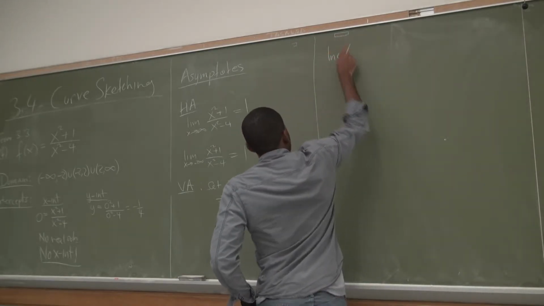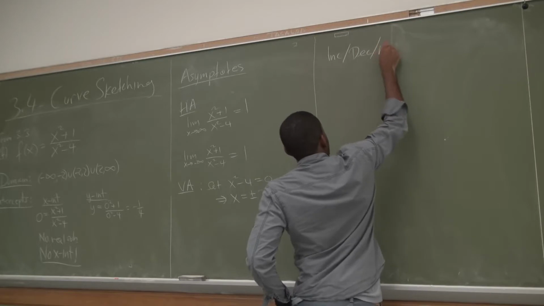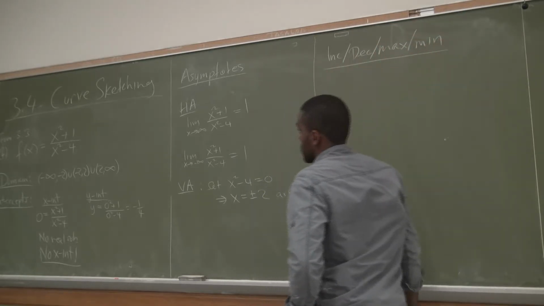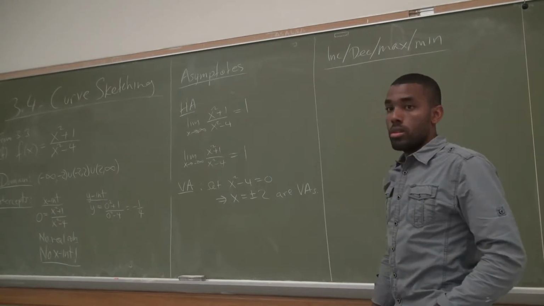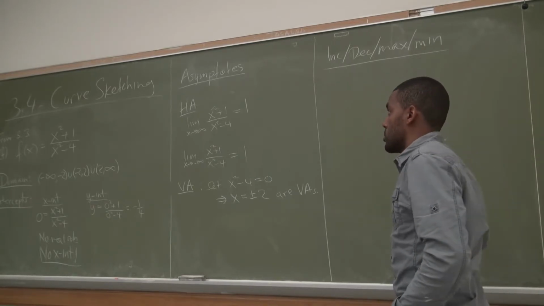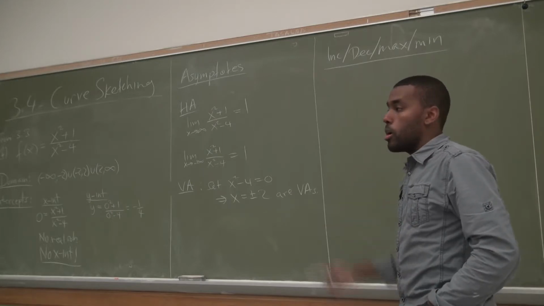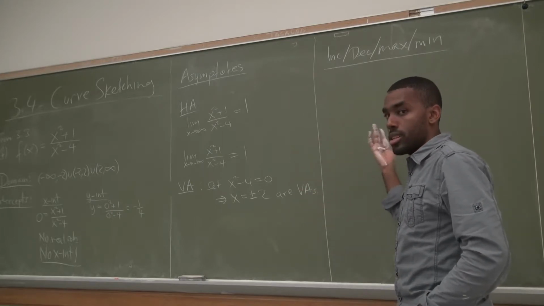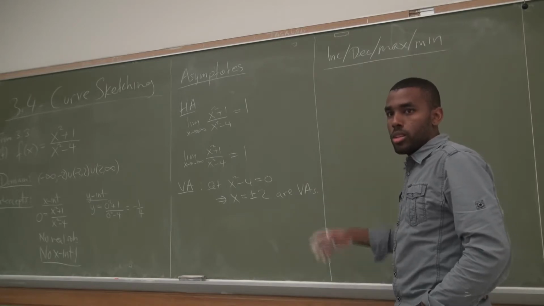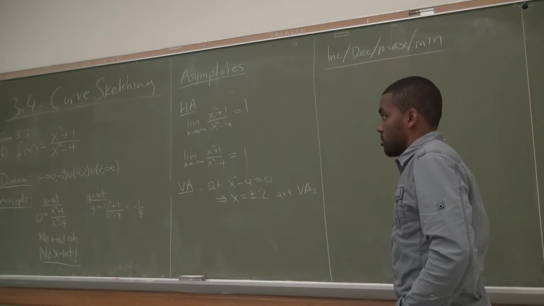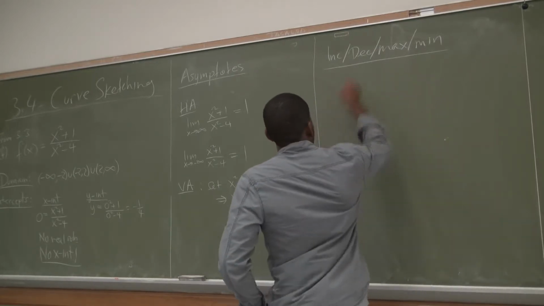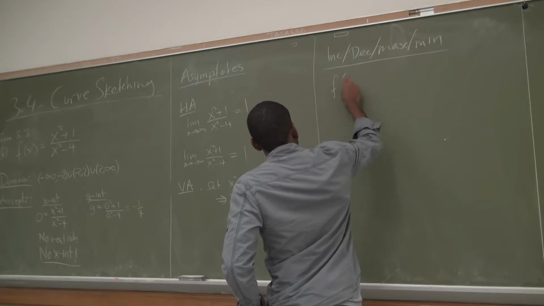Now let's look at increasing, decreasing, max, and min. When do you know to look for the asymptotes? You always look for them. In all my examples before, they didn't exist because they were polynomials. Polynomials don't have asymptotes. So when they have denominators, yeah. So here we're going to do the first derivative. What's that?